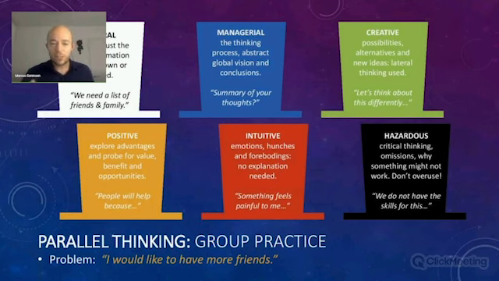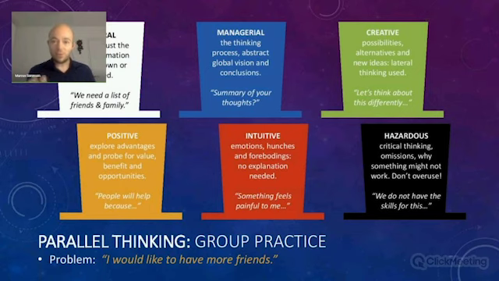Then the red hat, which is the intuitive hat. This one here goes only on emotions, hunches, and forebodings. So there is no explanation needed from the red hat. It will say things like, something feels painful to me. Or I get a hunch that there is an imminent change coming. Or I have a foreboding, which is a sense that something negative might be coming, and we need to be very careful as we go forward. And it doesn't need to give any explanation, any information. It's just, this is how I feel.